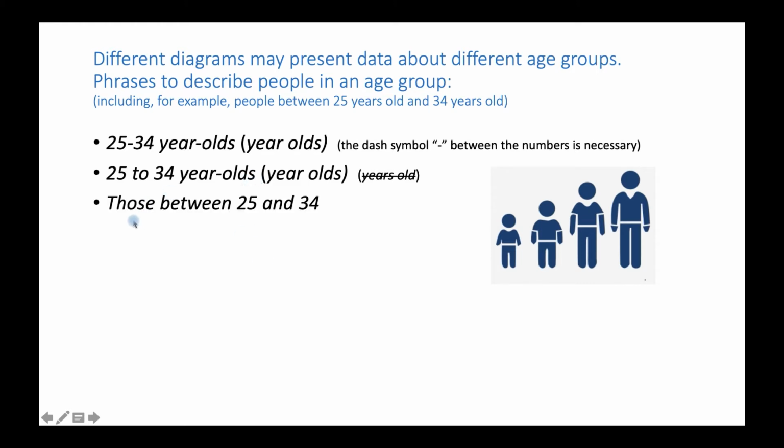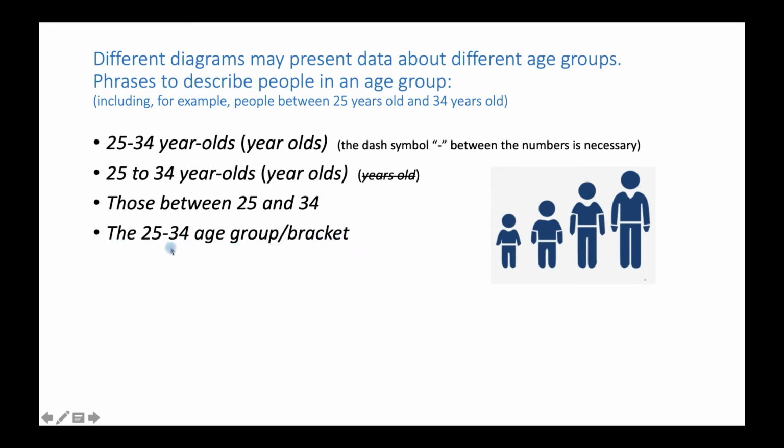Another phrase is "those between 25 and 34." Those refers to a group of people, so it could be any kind of people. And "between" is always paired with the word "and," with two numbers on both sides of "and." The 25-34 age group, or the 25-34 age bracket.